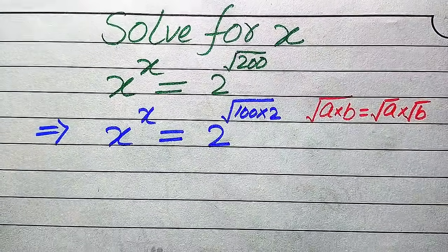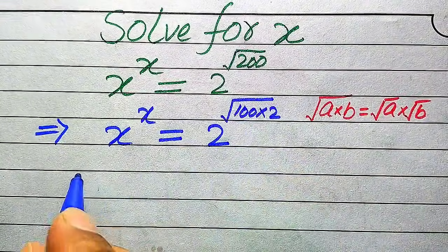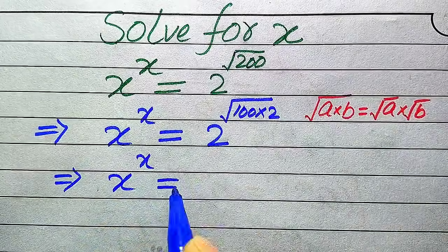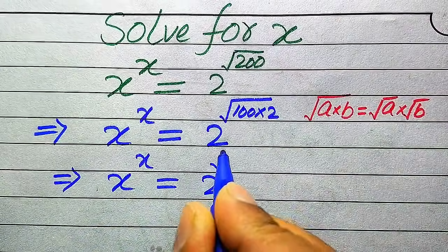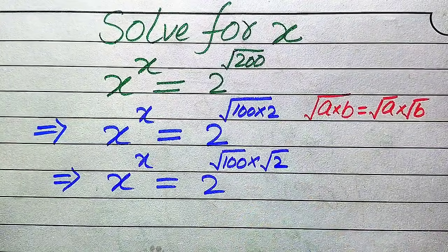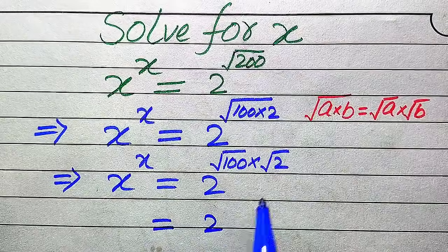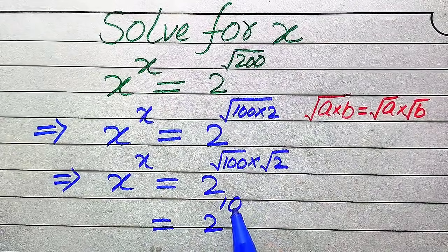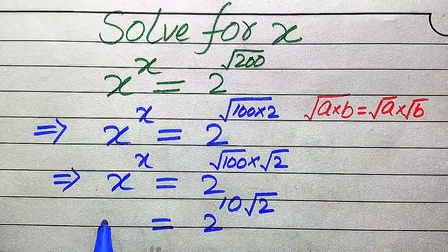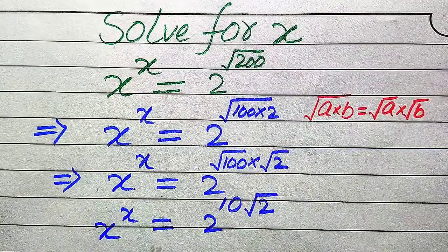So according to this rule of square root, we apply the square root sign separately on both of these values, and it will be written as x to the power of x is equal to 2 to the power of square root of 100 multiplied by square root of 2. Also, you know that the square root of 100 is equal to 10, and we write it as 2 to the power of 10 times the square root of 2. And on the left hand side we have x to the power of x.